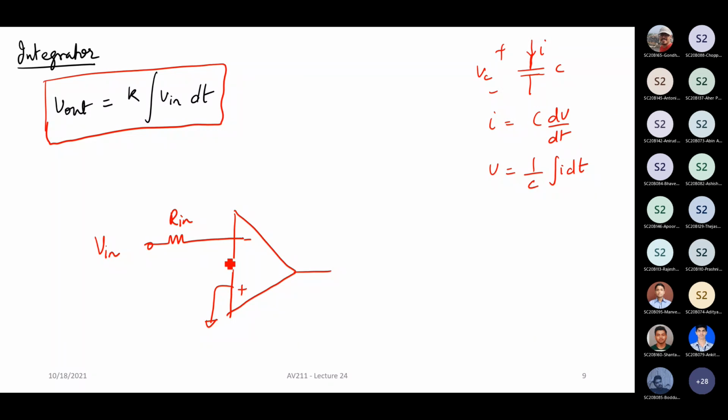Now, let's say we put a capacitor in feedback. All right. Now what happens? What is this node voltage here? 0 volt because of virtual ground or virtual short. And therefore the current I that is flowing here is V in divided by R in. And the same current has to flow through the capacitor C. Now what we have achieved here is that we have converted this voltage to a current and we are pumping that current into a capacitor.